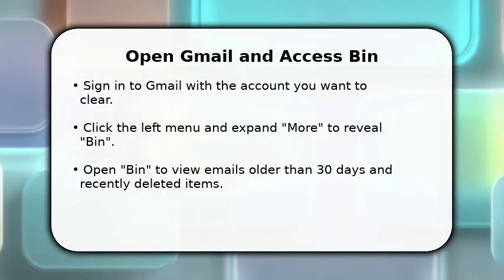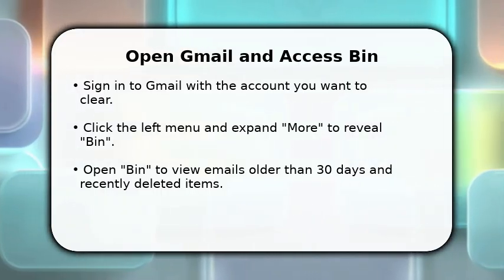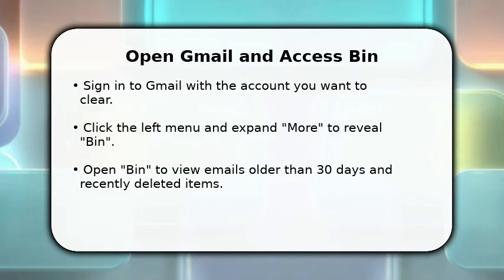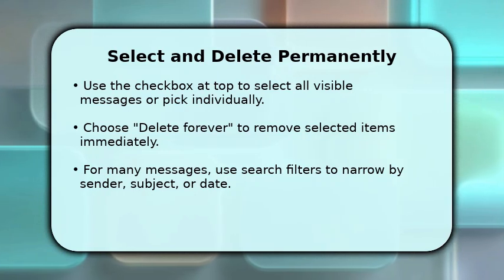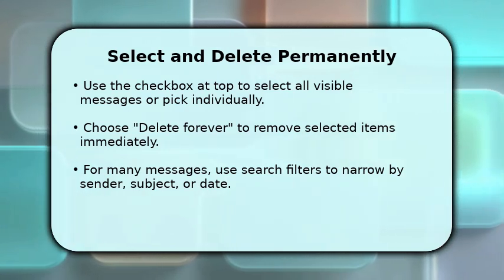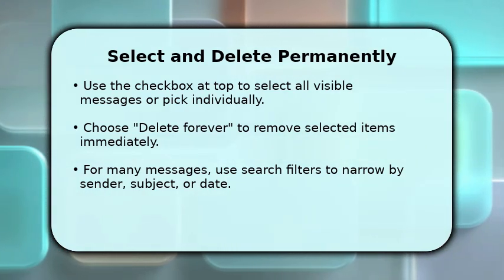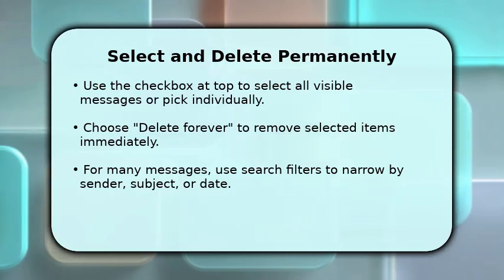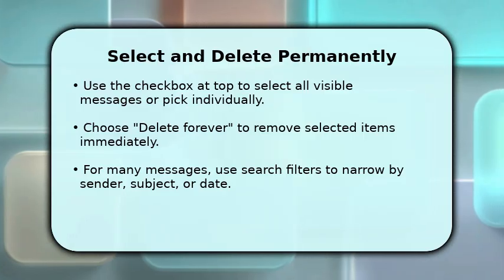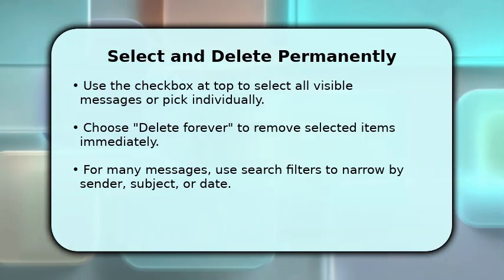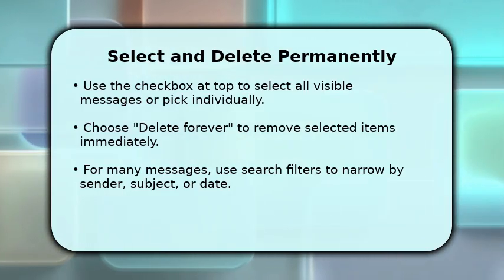If you see previews, decide immediately which threads are safe to permanently delete versus those you may want to restore before continuing. Once in the bin, use the top checkbox to select all messages on the current page or click individual checkboxes for precise control. After selecting, click Delete Forever to remove items permanently. Do this only when you're sure, because recovery is not possible.